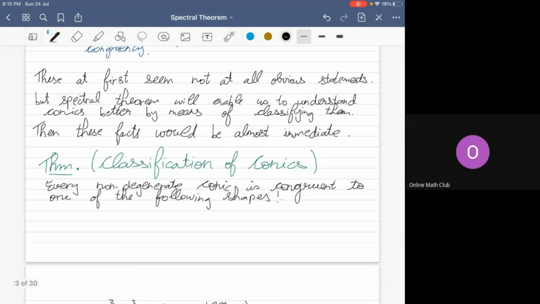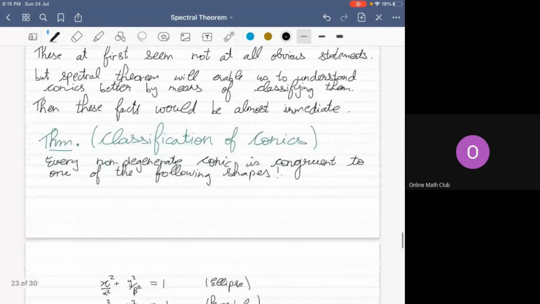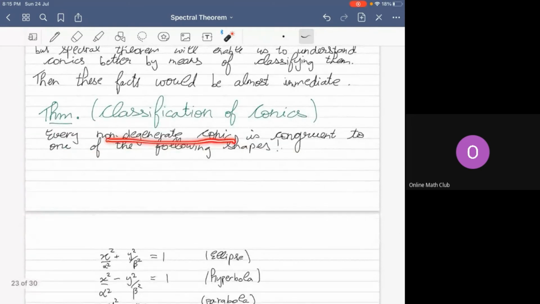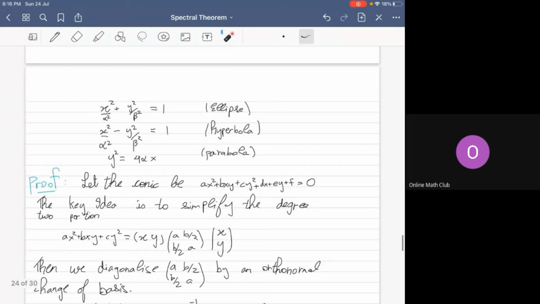So this is the main theorem that we would do: every non-degenerate conic is congruent, and by congruent we mean the isometries thing, congruent to one of the following shapes: an ellipse, which this is the standard form, a hyperbola, or a parabola.